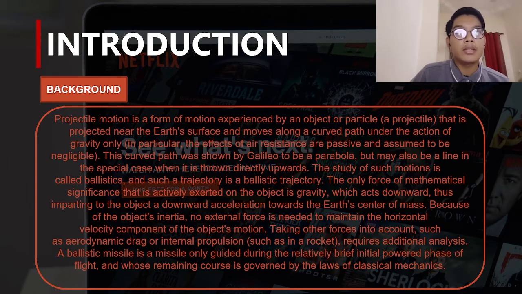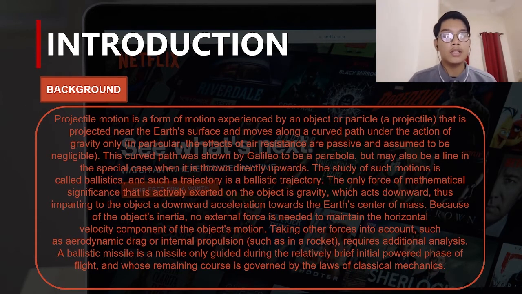This curved path was shown by Galileo to be a parabola, but it can be a line in the special case when it's thrown upwards. The study of such motion is called ballistics, and such a trajectory is a ballistic trajectory. The one and only force of mathematical significance that is exerted on the object is gravity, which acts downward, imparting to the object a downward acceleration towards the Earth's center of mass.